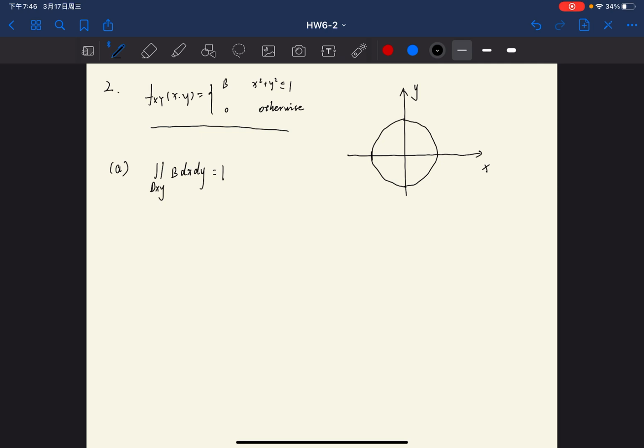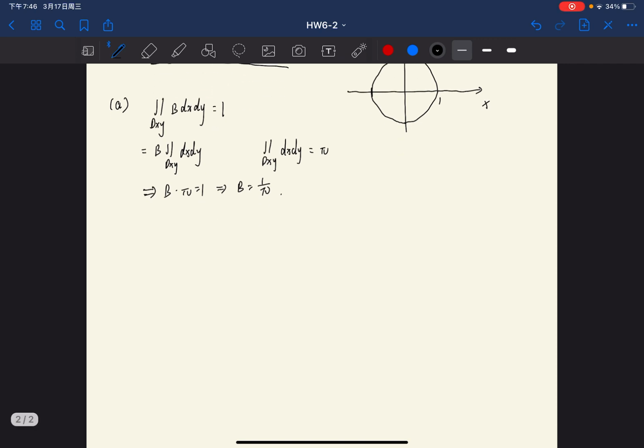The double integral equals to 1. And this part obviously equals to b multiplied by the double integral dx dy. And it is obvious that this part is equal to the area of the circle, and the area is pi, so b multiplied by pi equals to 1, so b equals to 1 divided by pi. So this is question A.